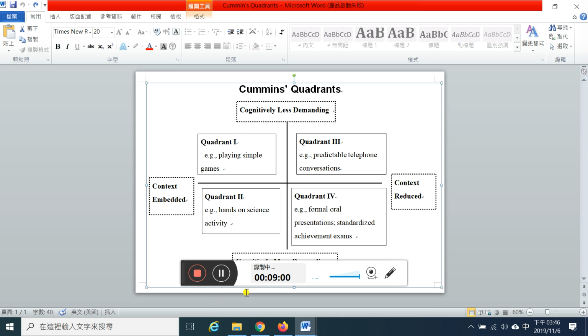So according to Cummins Quadrants, no matter how hard the content is, we can still use a more simplified way to teach our students. No matter which quadrant it is, we try to help our students learn difficult concepts. So make sure that whenever we provide lessons, we adopt the idea of Quadrant 2 to help our students learn knowledge step by step, through hands-on activity, learning by doing, learning by practicing. Okay, that's almost everything regarding Cummins Quadrants.